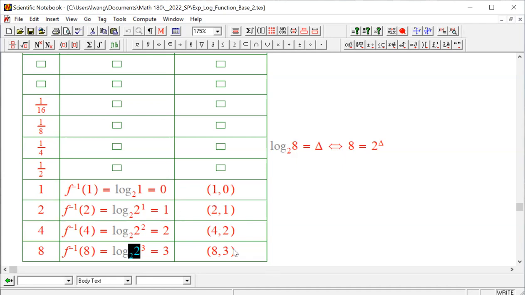Input, output. Now, how about 1? 1 is 2 to the power of 0, so that rule still applies. Next was half. What happens if the input is half?